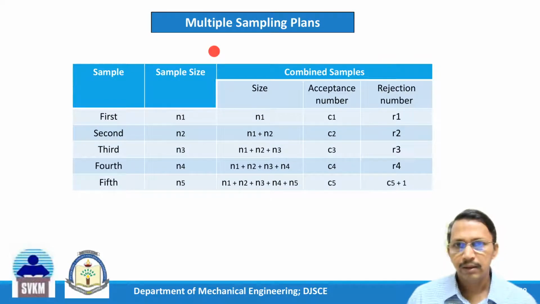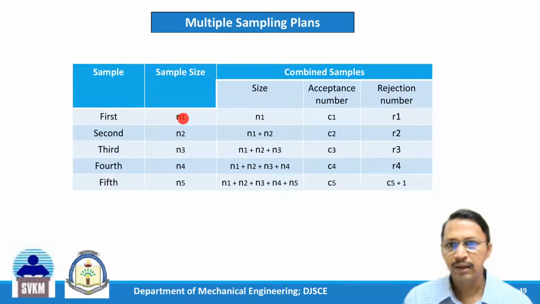Now let us see the multiple sampling plan. Multiple sampling, as the name suggests, is an extension of the double sampling plan, but with more than two samples. So it is multiple samples, n number of samples. It can be 3, 4, 5, etc. Let us consider this multiple sampling plan for 5 samples.